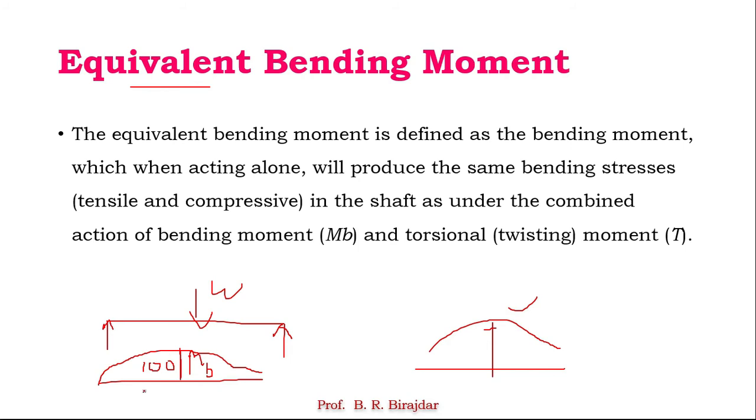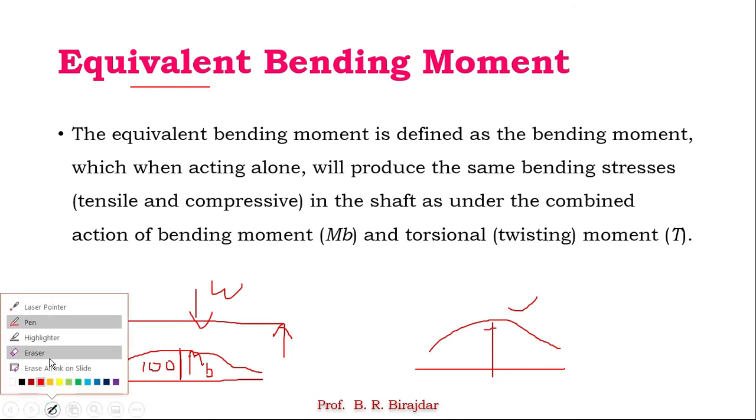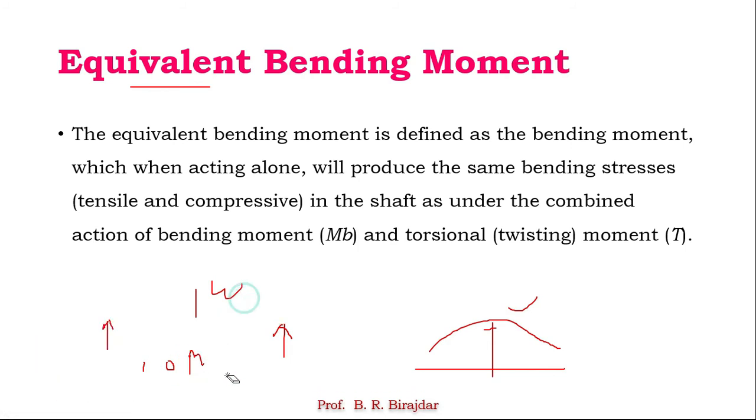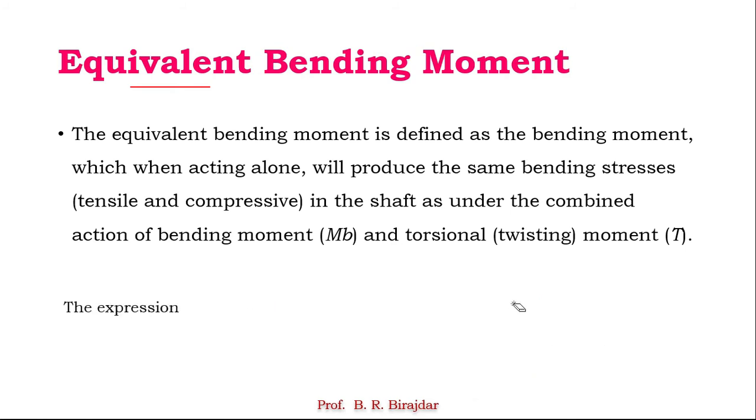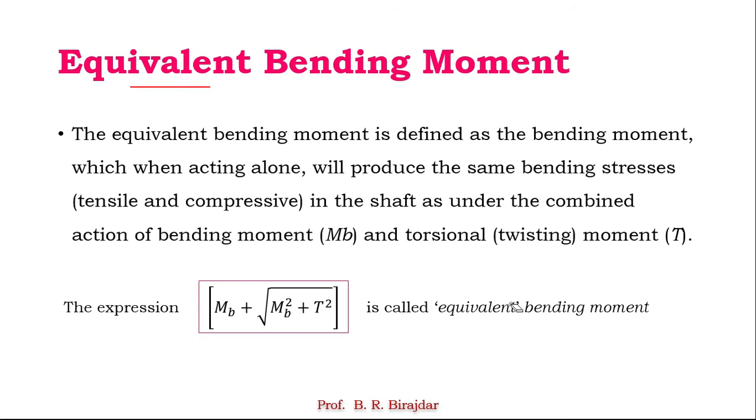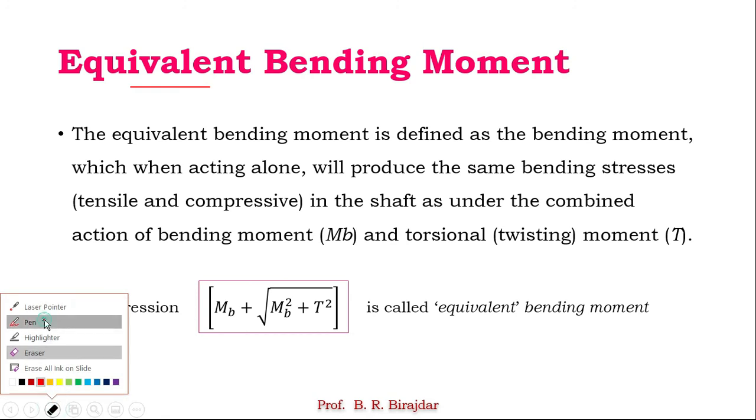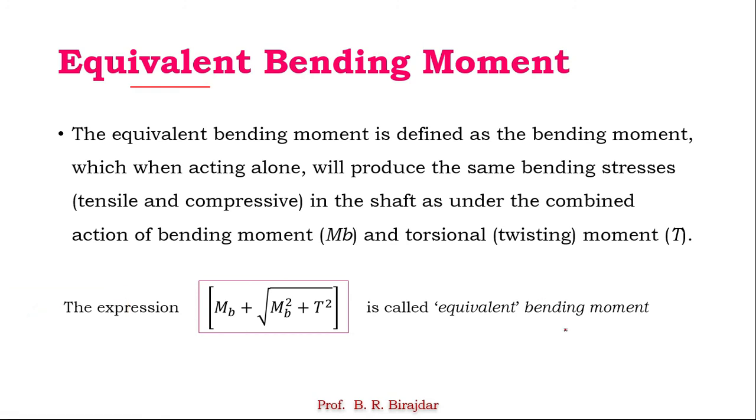So we say it is the equivalent bending moment. So the expression which already we had seen, the sigma 1 is equal to 16 by pi d cube, here in bracket Mb plus under root Mb square plus T square. If we neglect that 16 by pi d cube, the remaining term in the bracket, that we can say as the equivalent bending moment.